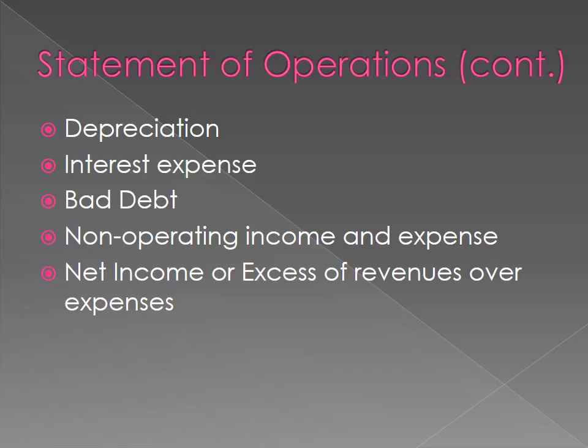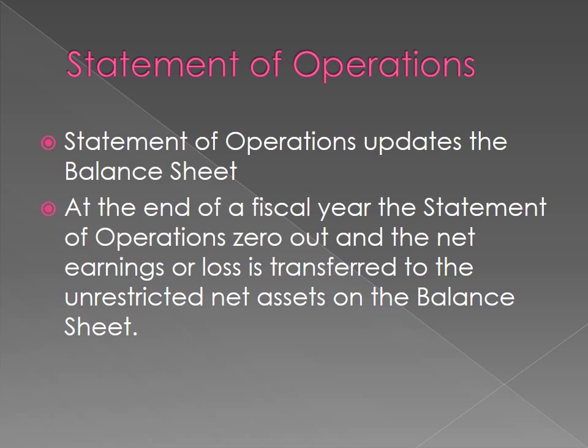And we have net income, or excess of revenues over expenses. So this is basically just taking our revenue minus our total expenses, and we list that as net income. And that is what goes on a statement of operations. The statement of operations updates the balance sheet.